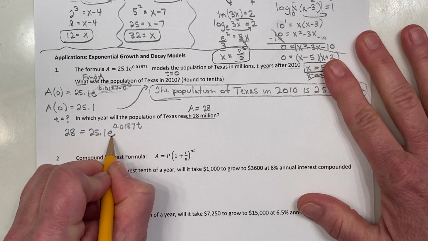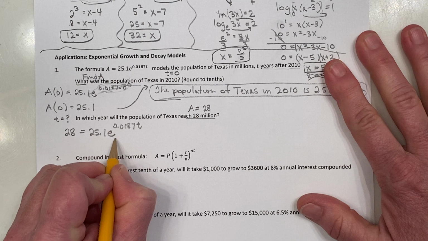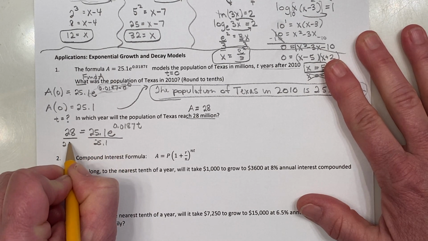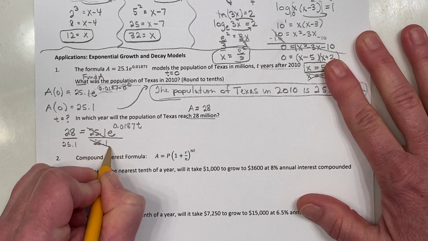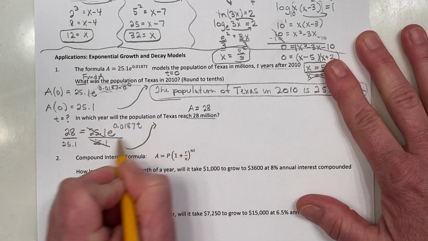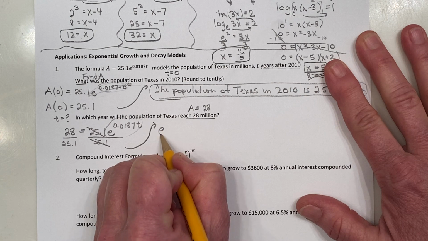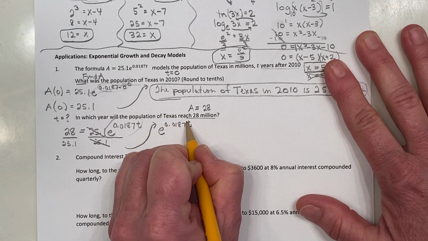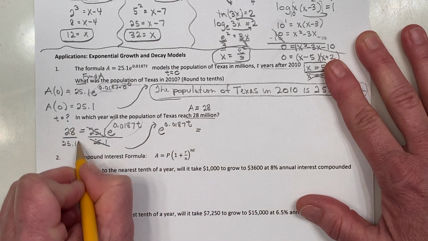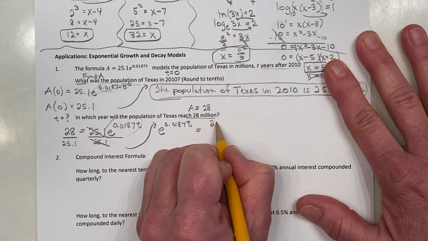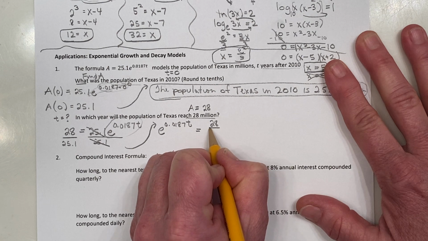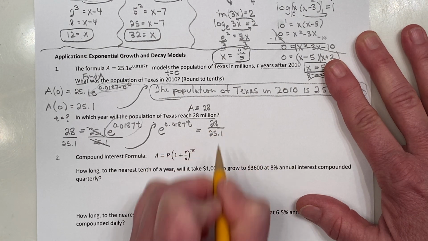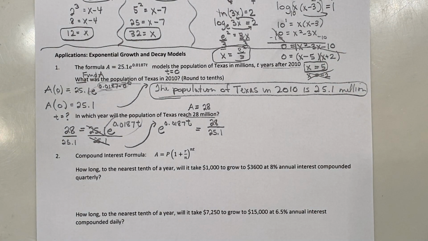I want to isolate the exponential expression. So I want to divide both sides by 25.1. I'm going to trade sides. I'm going to put the exponential on the left times t equals, and I'm not going to go to my calculator and get a decimal just yet. I'm going to save all rounding to the end just to maintain the value of the answer. It's ugly. Okay, so what did we do next?